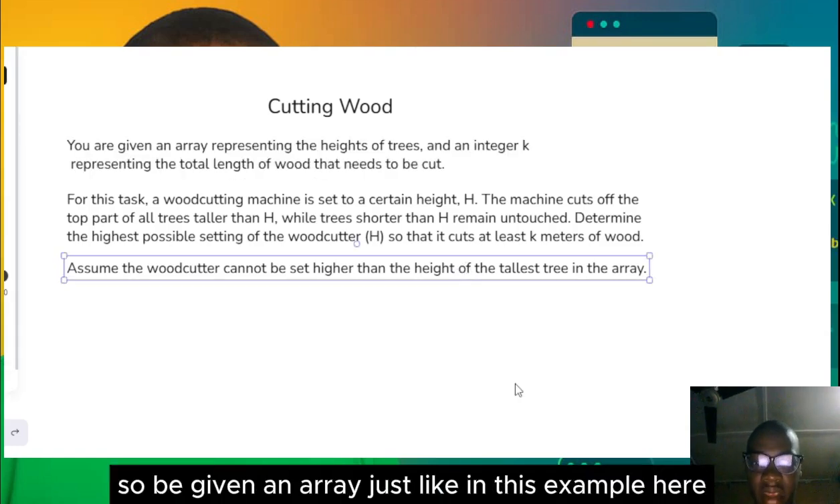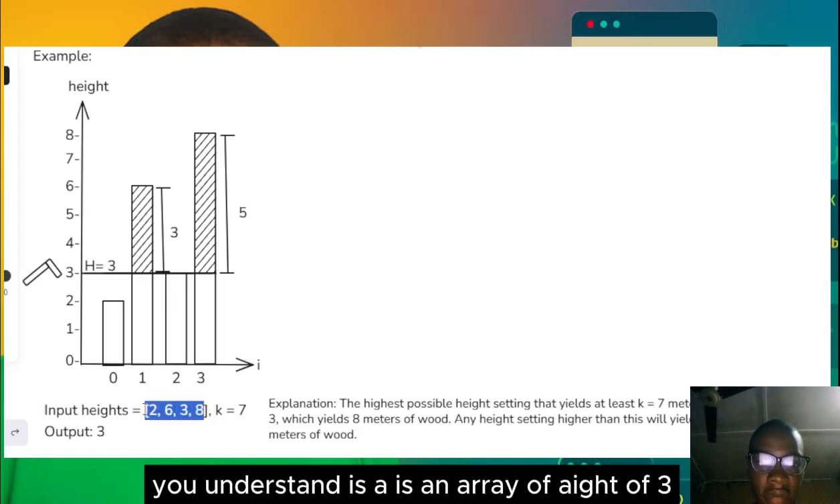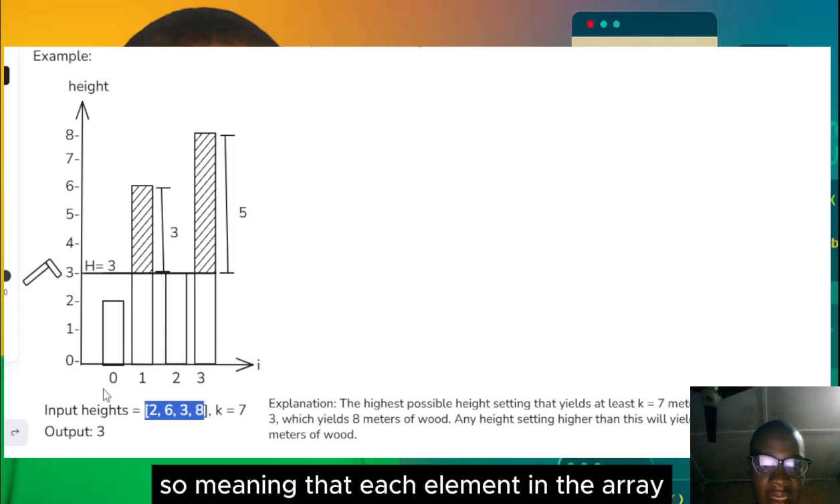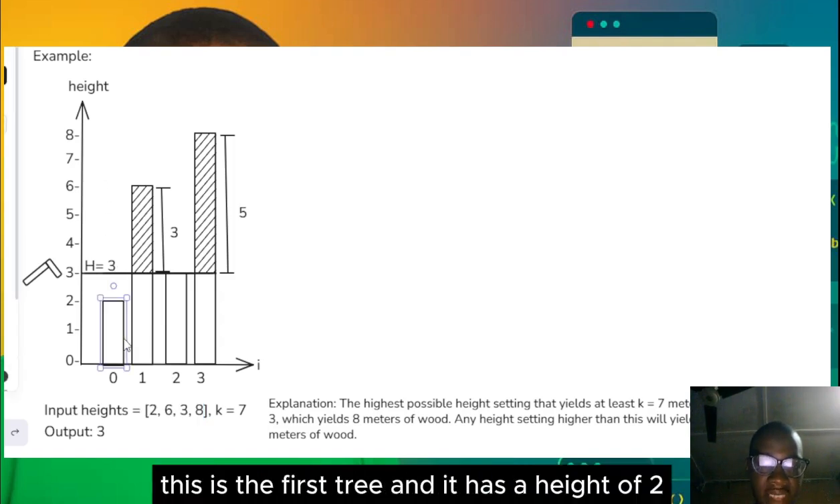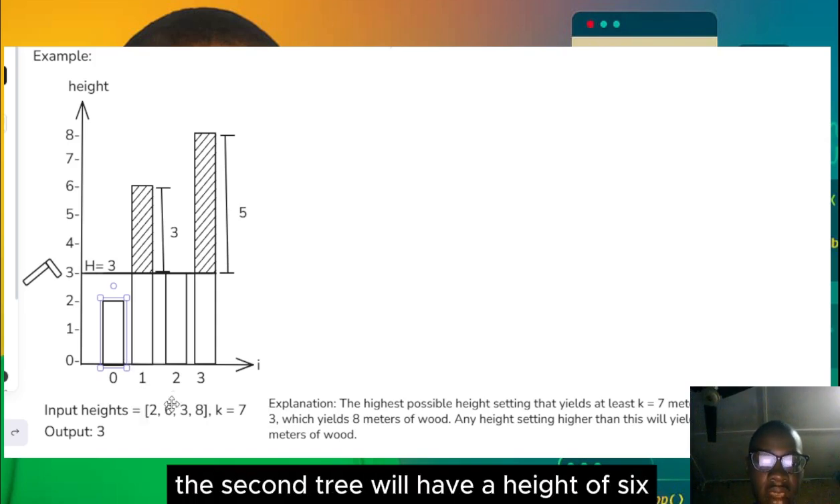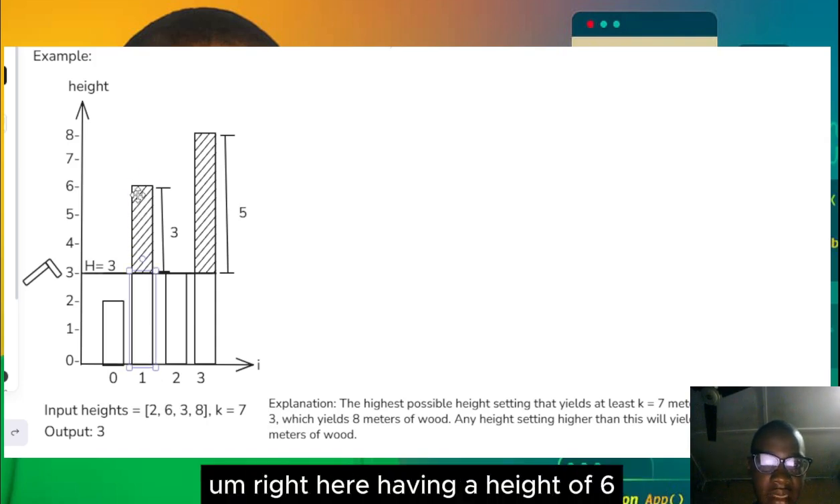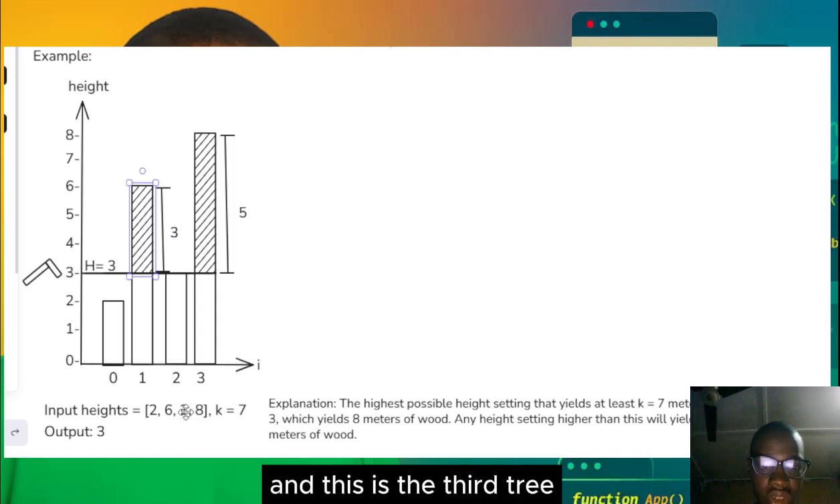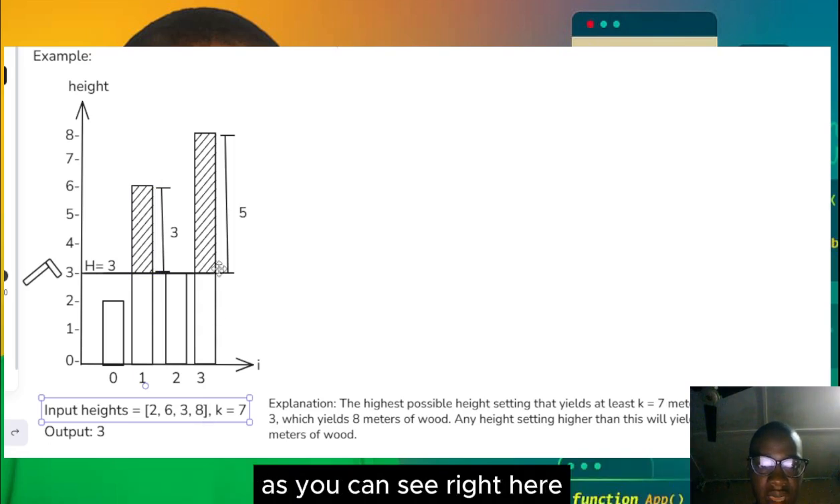We'll be given an array, just like in this example here. This array, heights, is an array of heights of trees, meaning each element in the array represents a particular height, which is visualized in this graph. This is the first tree, and it has a height of 2, just like the first element of the array. The second tree has a height of 6, this is the third tree having a height of 3, and this is the fourth tree having a height of 8.